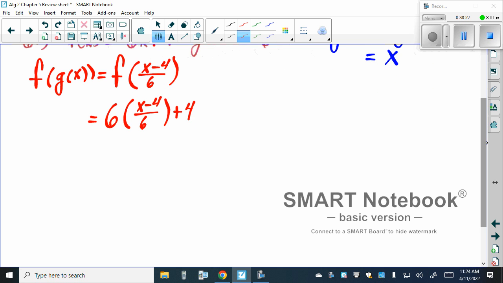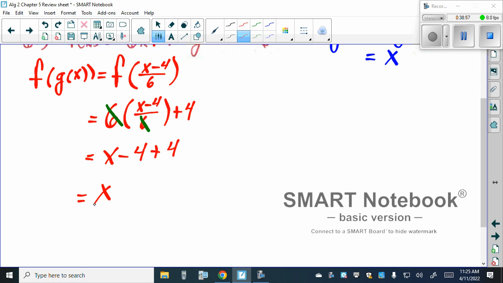And if we do the multiplication, the 6 and 6 would simplify to 1, telling us that we have x minus 4 plus 4. In the original problem, it was supposed to be minus 4. So minus 4 and minus 4 would have given us x minus 8. But to show that these are inverses, I switched it to plus 4, just for this example problem here.